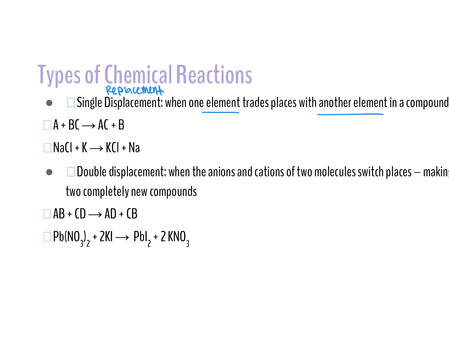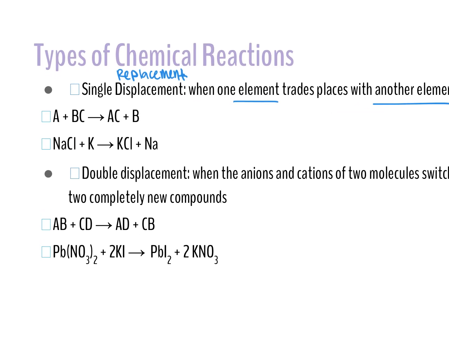So here, if you look at the example I gave you, you have sodium chloride plus potassium yields potassium chloride and sodium. What are the elements that switched places here? Potassium and sodium switched places, right? Potassium went from being by itself to now being bonded with chloride, and now sodium's by itself. So we saw one swap. Single displacements, I think, are sometimes the trickiest to pick out because it's tricky to figure out which one is switching.